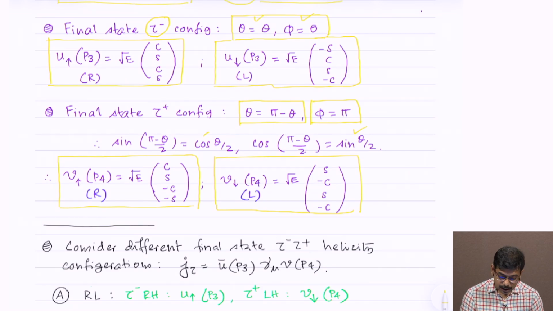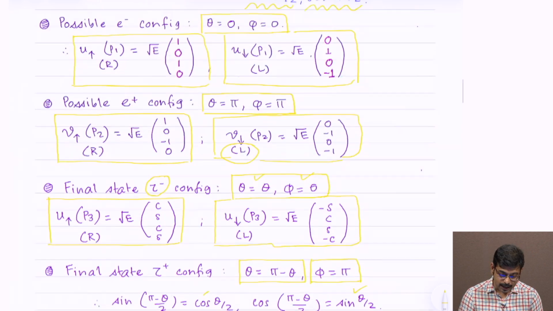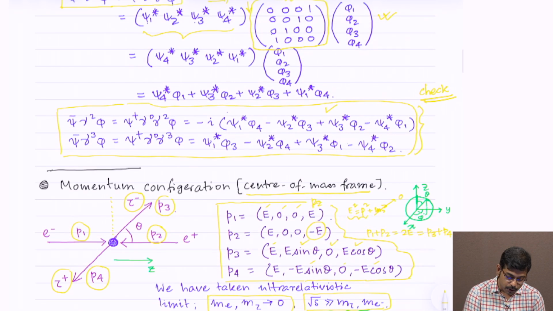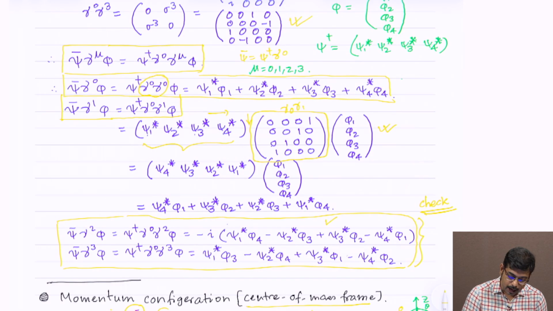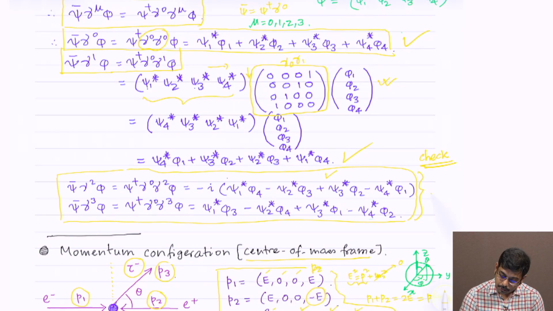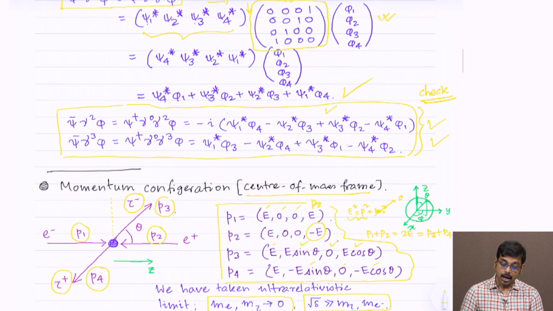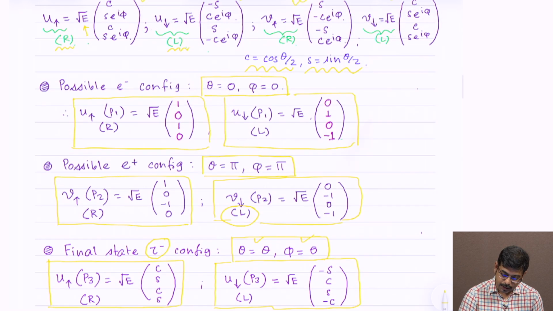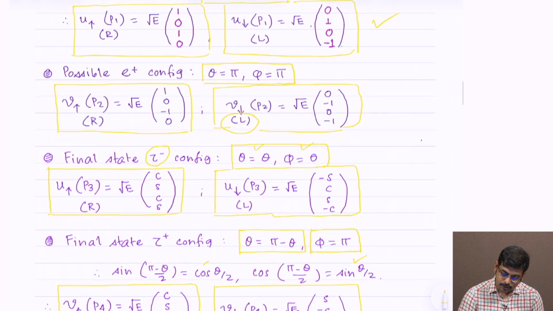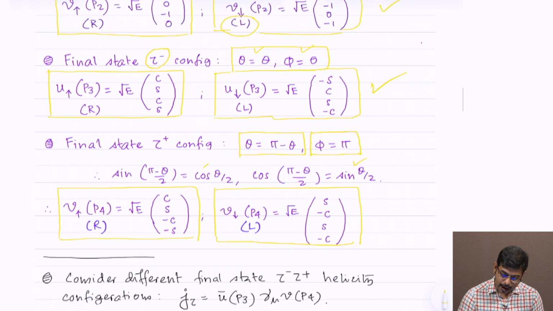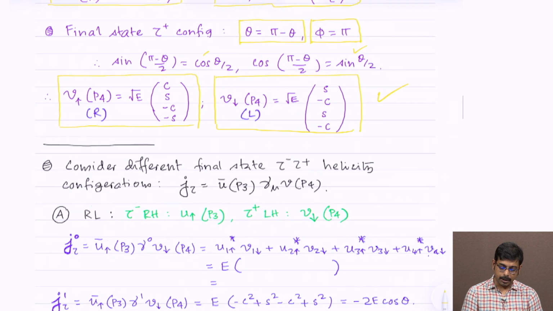So, now what is left? We have to explicitly write down all these currents which we already have found out. So, we have the expressions for psi bar gamma 0 phi, we have psi bar gamma 1 phi, we have psi bar gamma 2 phi, and we have psi bar gamma 3 phi. So, we basically have to now do this matrix multiplication. The definitions are all there. We know what is psi 1 star, psi 2 star, psi 3 star or psi 4 star, and phi 1, phi 2, phi 3, phi 4 in terms of these spinors that we actually defined for the electron, positron, tau minus and tau plus. We just have to do this matrix multiplication to find them out.